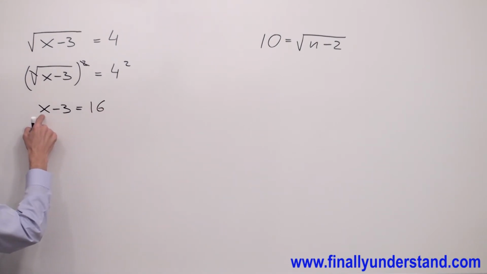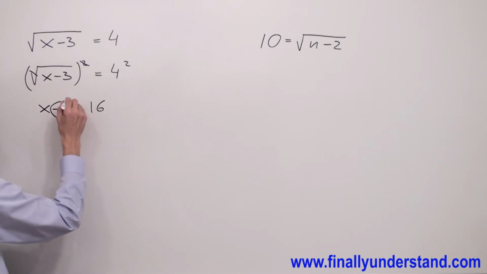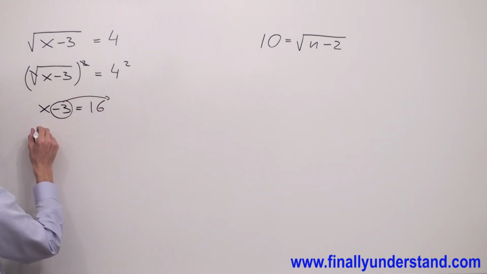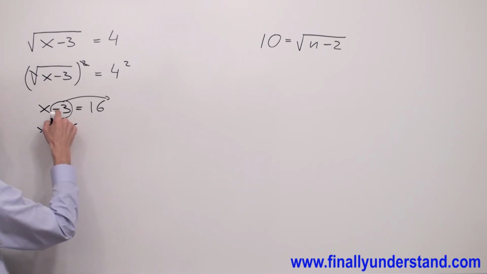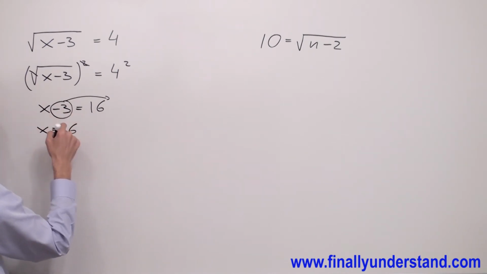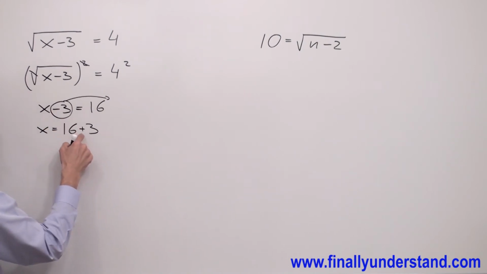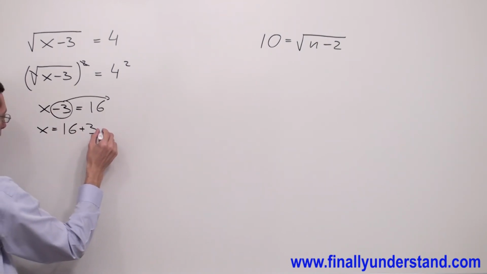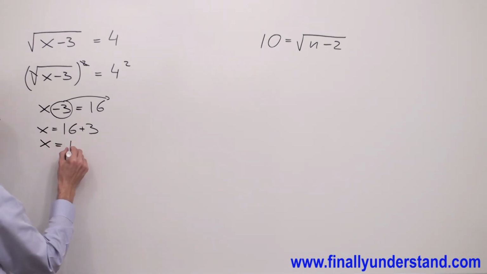I have to find x. X has negative 3 attached to itself. That's why I'm going to take this negative 3 and move it to the right side, and I have x equals 16. Remember, anytime you move the number to the other side, when the other part of the equation stays at the original position, you're supposed to change the sign. That's why negative 3 is changed to positive 3. And I have x equals 16 plus 3, which is equal to 19.